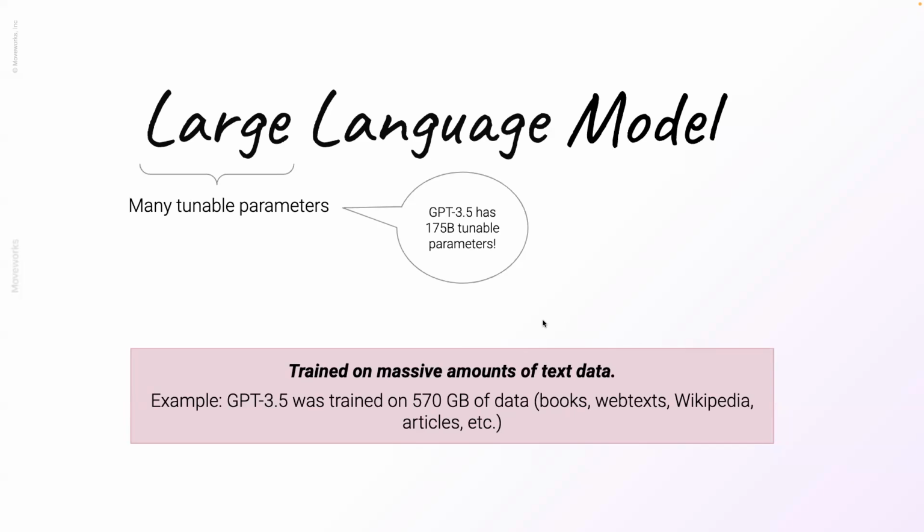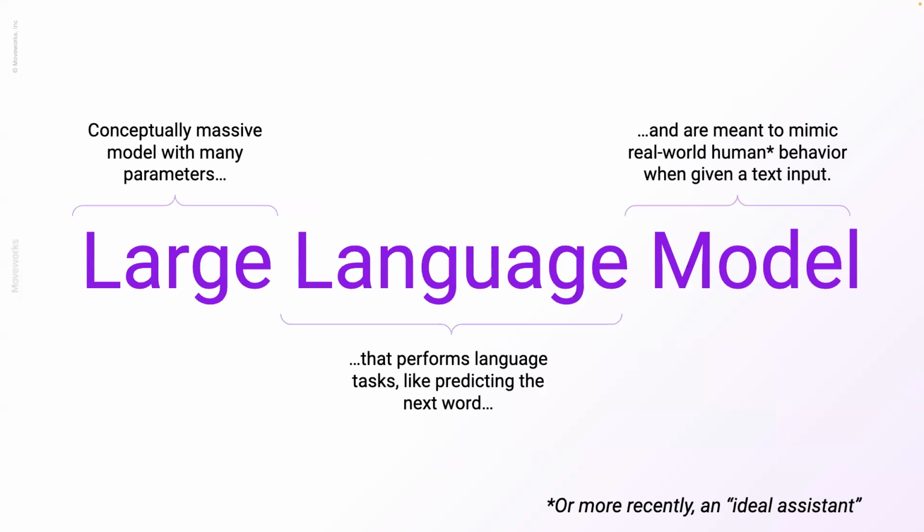So, to recap, a large language model is a conceptually massive model with many parameters that performs language tasks like predicting the next word, though not just that, as we'll see in a bit, and is meant to mimic real-world human behavior when given a text input. Or more recently, an ideal assistant.